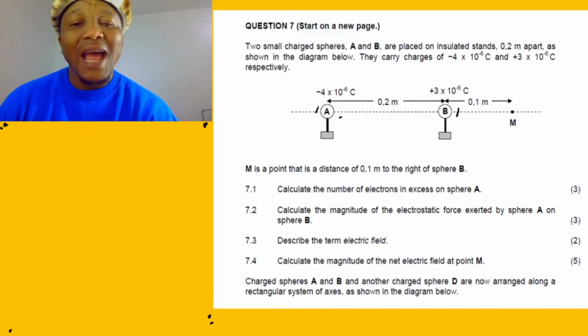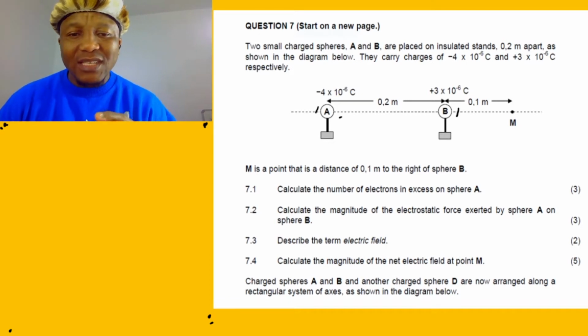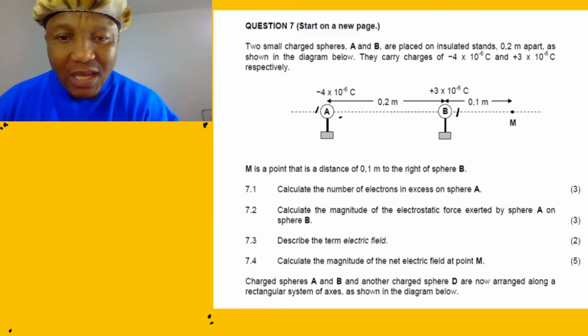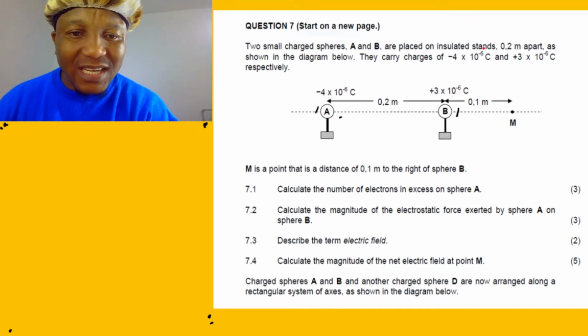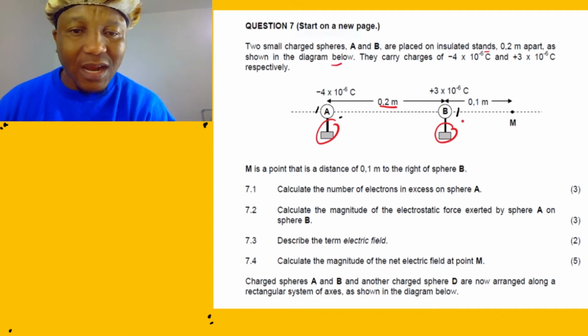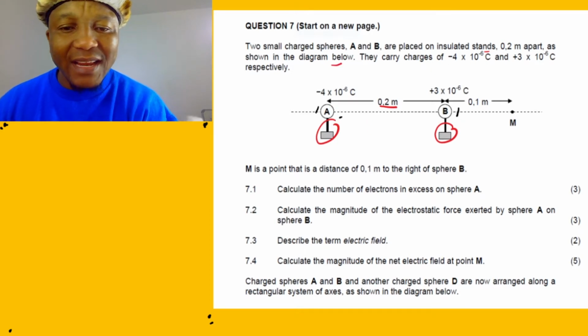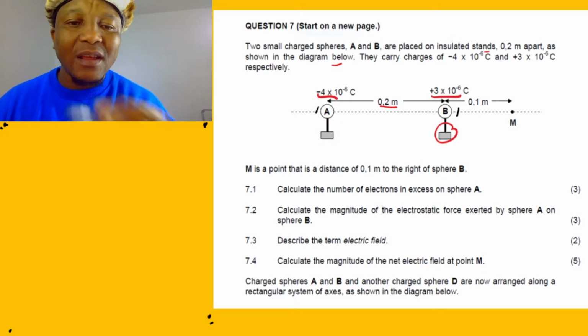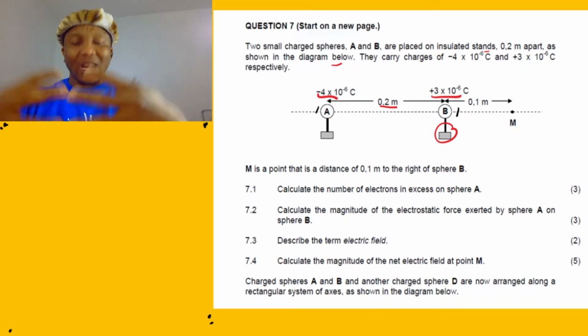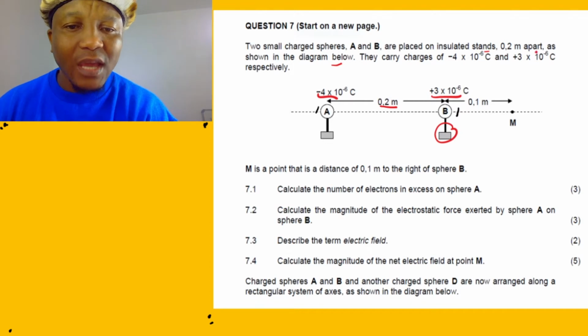They are placed on insulated stands. Insulated is something which does not conduct electricity, meaning the stand is an insulator, so no charge is going to pass through. The distance between them is 0.2 meter, as shown in the diagram below. We see charger A carries -4 and charger B carries a positive charge. Remember, if they have a positive and a negative, it's going to be a force of attraction because they have different charges.